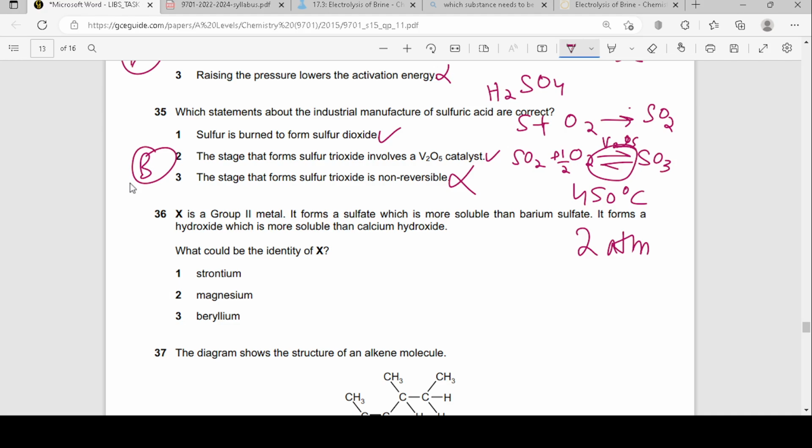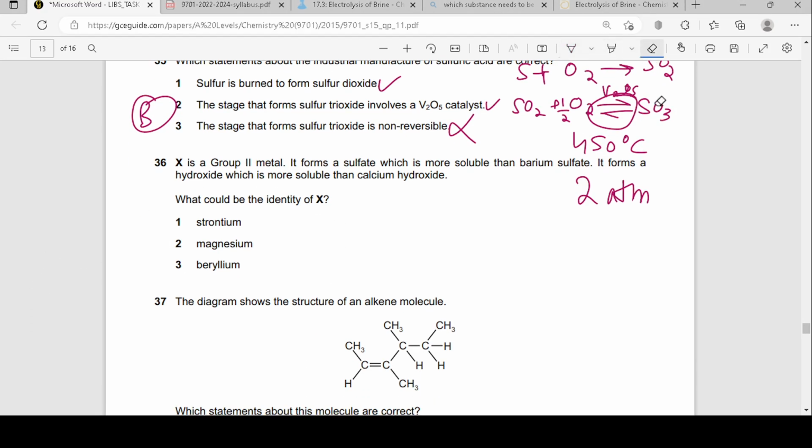Question number 36. X is a group 2 metal. It forms a sulfate. I'm just going to erase some things. So group 2 metals are beryllium, magnesium, calcium, strontium, barium, and radium. It forms a sulfate, which is more soluble than barium sulfate.